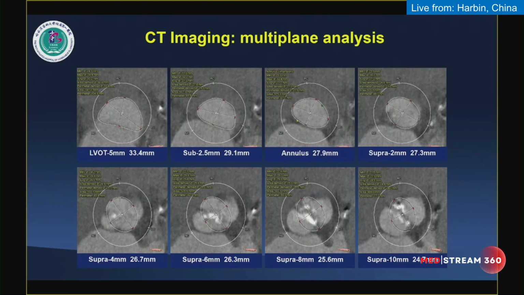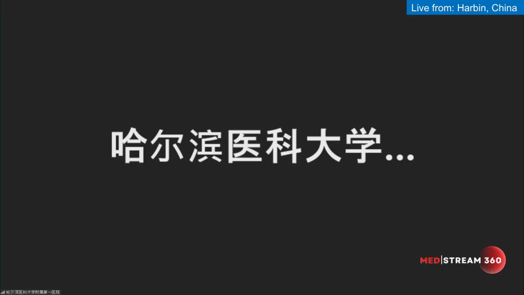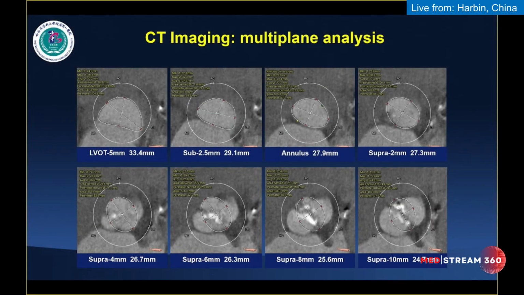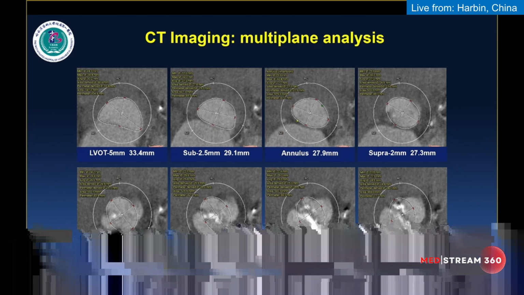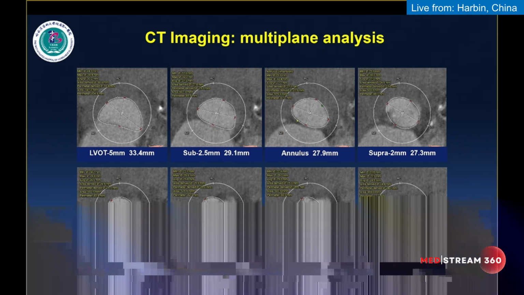Depending on the situation, we choose the balloon from Peijia Medical, and the balloon size is 22 millimeter. Peijia Medical is a domestic Chinese company, and its balloon was selected for the pre-dilation. For the valve strategy, we choose the Taurus Elite AV29 valve, which is also from the Peijia company. And we can see the next slide.